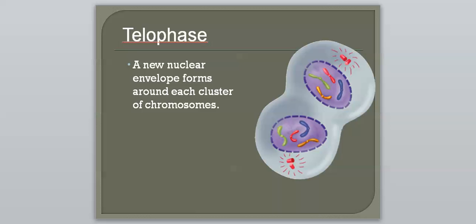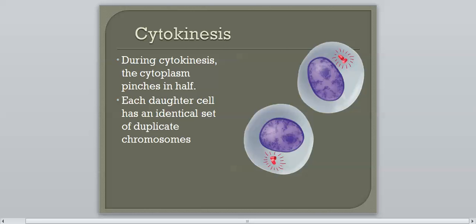In order for this to become two new daughter cells, a process called cytokinesis must occur. Cytokinesis pinches the cytoplasm in half. Remember, the cytoplasm is the jelly filling. During this process, it just gets pinched in half, and each daughter cell has an identical set of duplicate chromosomes. So inside of this purple area now, we have chromosomes available to use. And that's what occurs in animal cells.